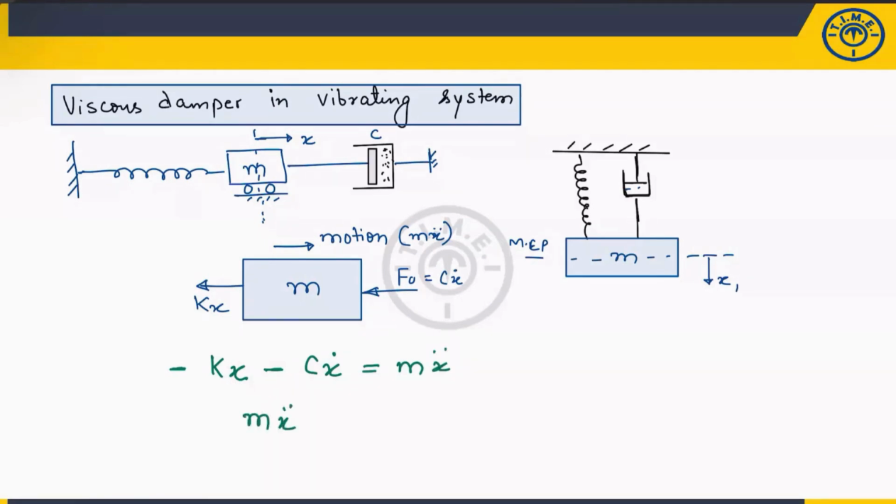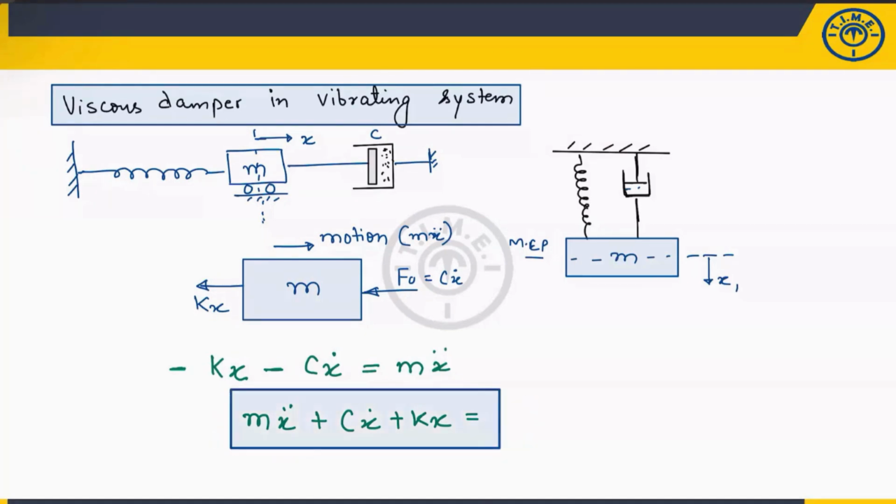So m into x double dot plus kx plus cx dot, or if I want to write in a more generalized term, m x double dot plus cx dot plus kx is equal to 0, and this is the equation of spring mass damper system. Where m is the mass, k is the spring constant, c is the damping constant. You already know.